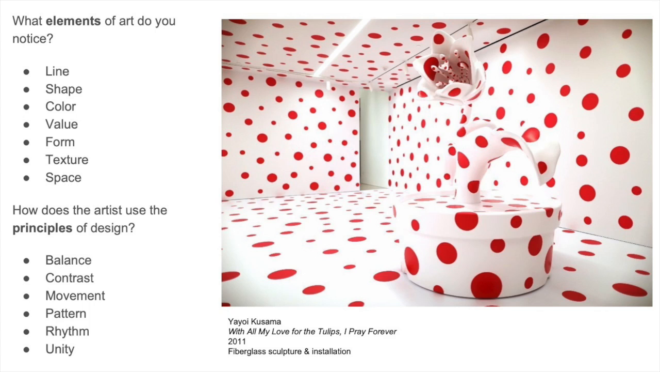Here's an installation and sculpture by Yayoi Kusama called With All My Love for the Tulips I Pray Forever. What do you think Yayoi Kusama was thinking about when she made this work of art? How did she use the elements of art? How did she use the principles of design? How did she use it to make the artwork look interesting to the viewer?